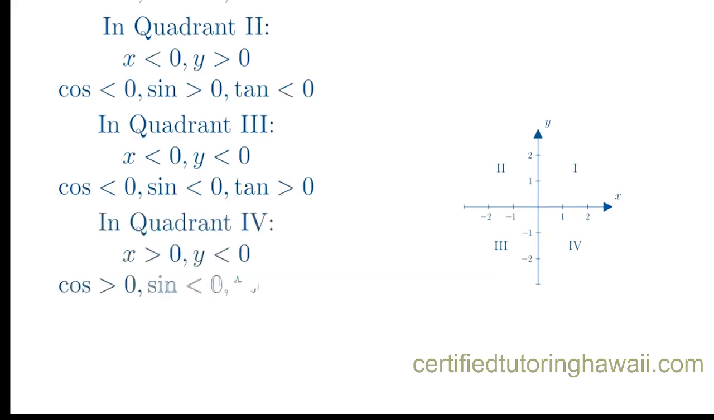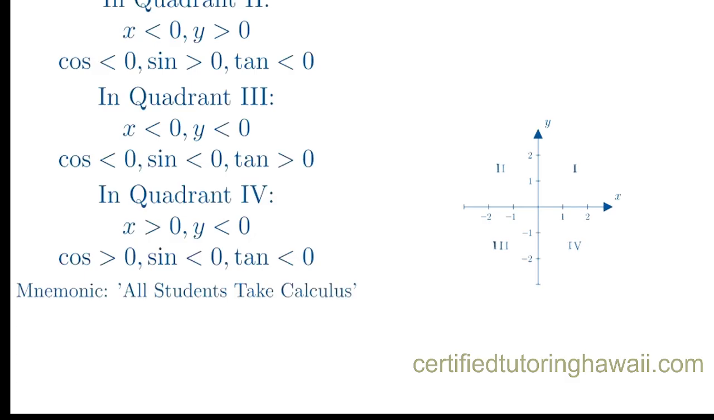Many people use a mnemonic to remember this pattern. All students take calculus is a popular one. It reminds you which function is positive in each quadrant. All in quadrant I, sine in quadrant 2, tangent in quadrant 3, and cosine in quadrant IV. Using this mnemonic can be very helpful for quickly checking your work.